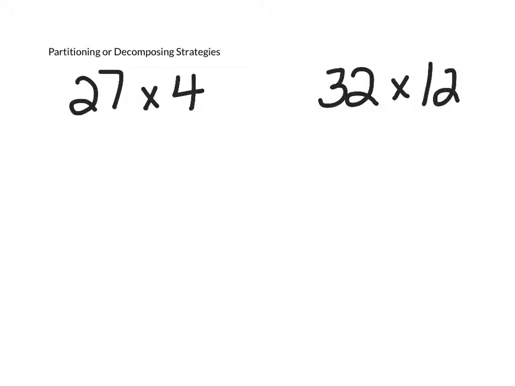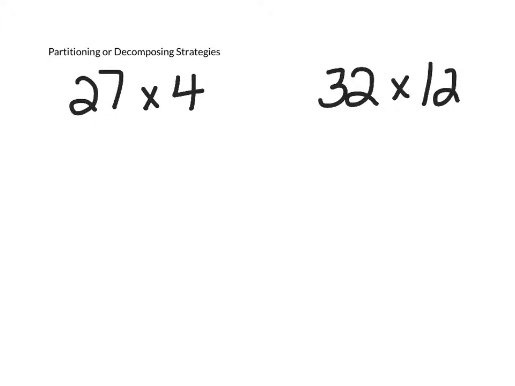Today I'm going to model a few different multiplication strategies that we have talked about in class and show some examples of them. You can use this as a reference for yourself if you need help figuring these out, or if you just want to see some more examples of the different strategies. So the first one is a partitioning or decomposing strategy.